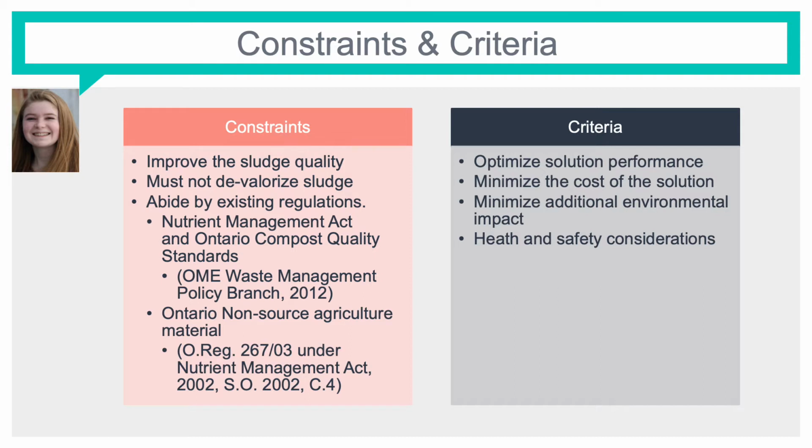Minimizing additional environmental impact refers to minimizing the energy and maximizing the sludge quality. Health and safety considerations focus on minimizing operating risk and reducing the risk of harm from microplastic aerosols. With these defined, we can look at our solution.